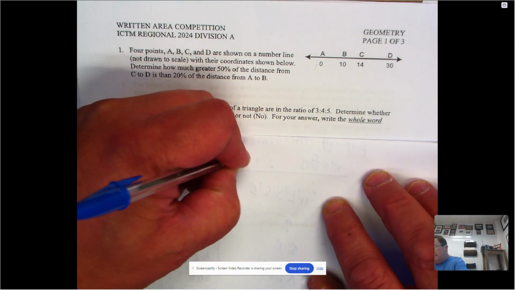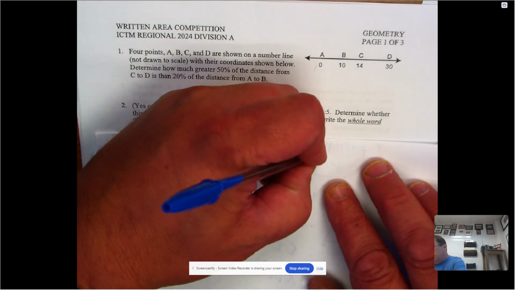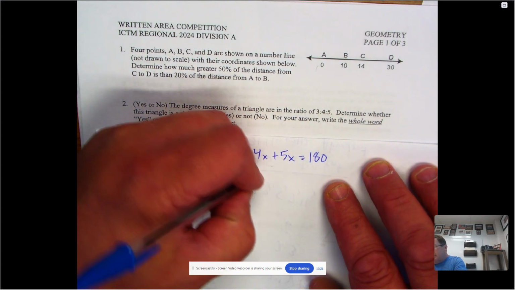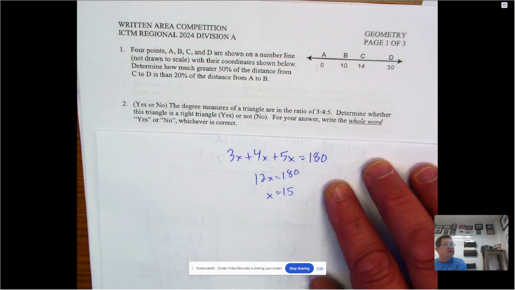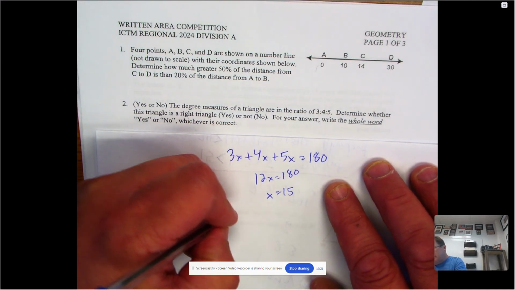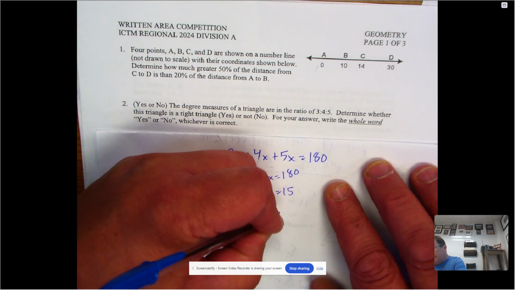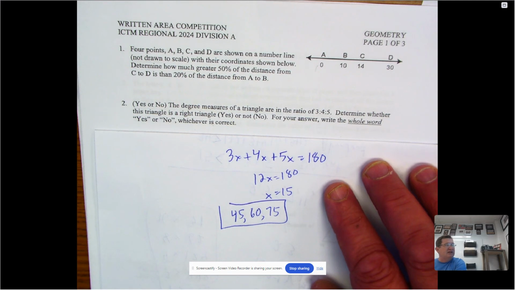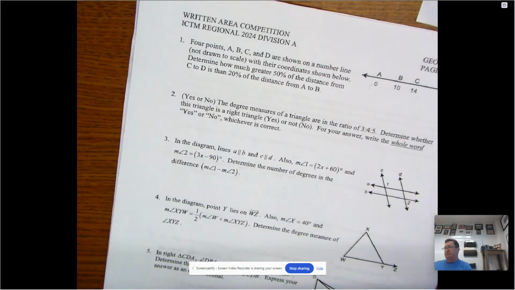And so the truth is that the angles of that triangle in question could be found by solving this equation here, and you would get x to be 15. And so actually the angles are 15 times 3, 15 times 4, and 15 times 5. And so those three would be the angles that are in that ratio, and clearly not a single one of them is a right angle. And so the answer would be no.